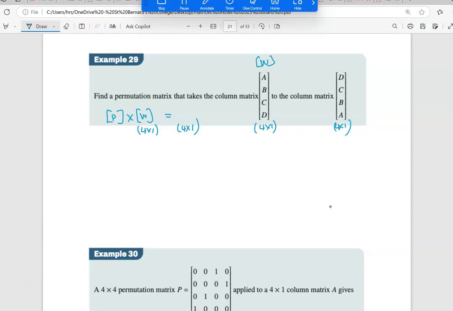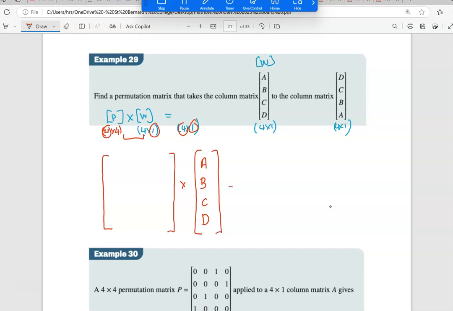Remember, these numbers have to be equal. So it's got to be a 4, but remember, we take from here. So it's going to be a 4 by 4 matrix. We're going to times it by this letter matrix, and it's going to give us this answer here: D, C, B, and A.